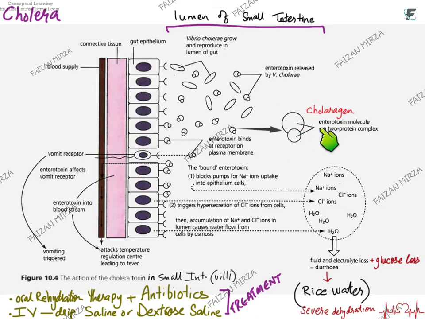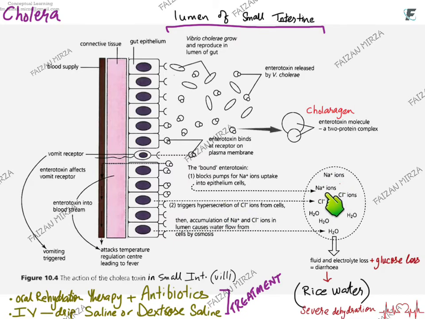This cholerogen enterotoxin is a 2-protein complex. It can attach to the cell here, which is a vomit receptor. It triggers vomiting in your nervous system, so vomiting occurs. And the same toxin attaches to the cells here. The main problem it causes is that your cells start to lose chloride ions and sodium ions. When sodium and chloride accumulate in the lumen of the gut, a lot of water starts to flow out. This is simple osmosis happening.